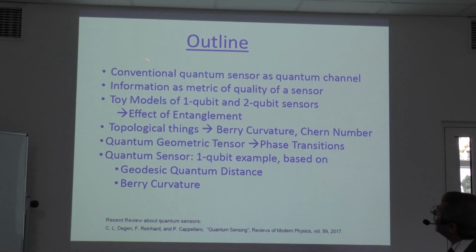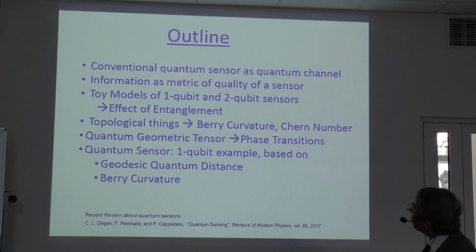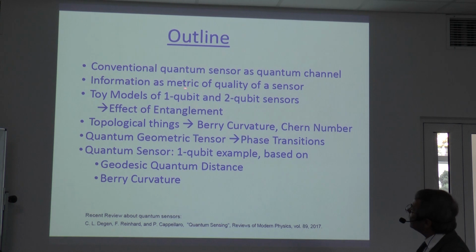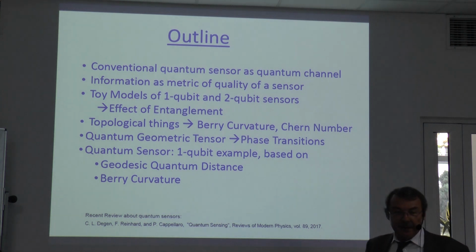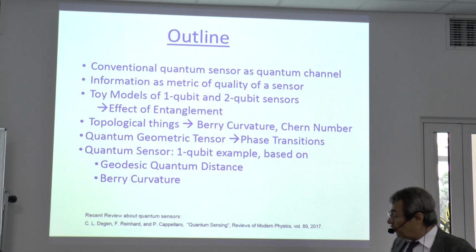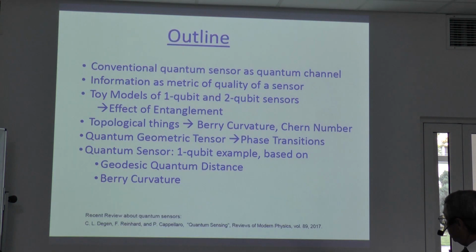So I'll talk about the ideas we came up with, a postdoc of mine and I, of a quantum sensor as a quantum channel, and I'll talk about why we should use information as a metric of how good the sensor is, and then I'll introduce two toy models, a 1-qubit and 2-qubit sensors. They're toy models. They're the simplest model of a quantum sensor that you could possibly write down.